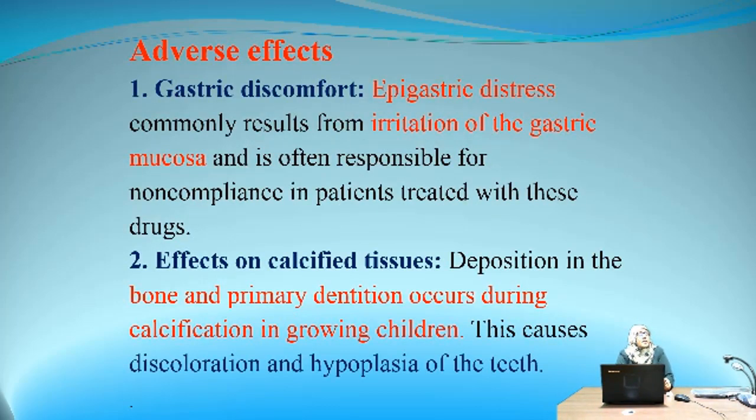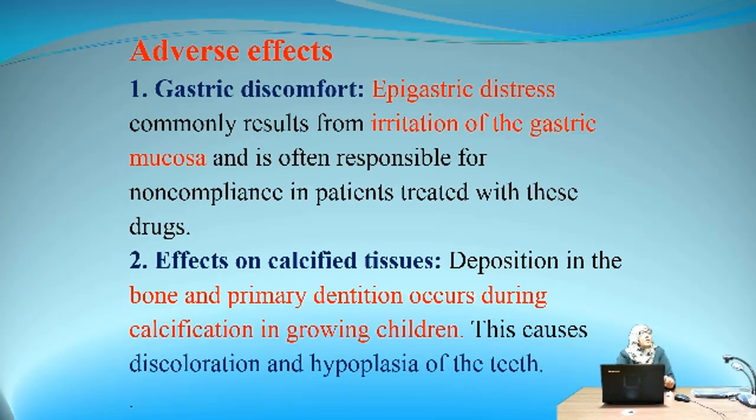Adverse effects of tetracycline. Number 1, gastric discomfort. Epigastric distress commonly results from irritation of the gastric mucosa. Thus, the epigastric distress can occur due to irritation of the gastric mucosa by tetracycline, and is often responsible for non-compliance in patients treated with these drugs.